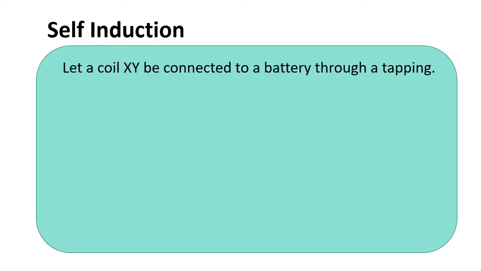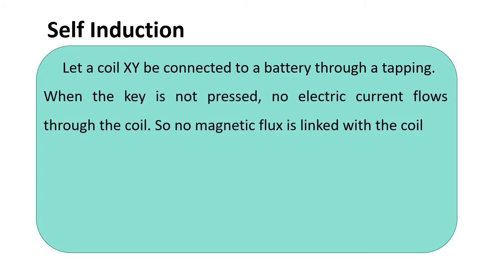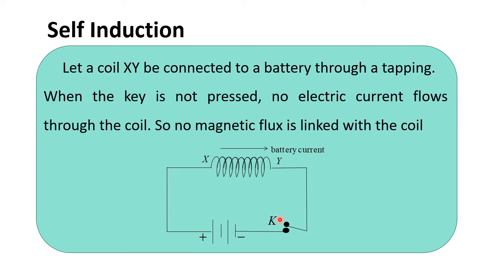For clear analysis, I want to give one circuit now. Let a coil XY be connected to a battery through a tapping key. When the key is not pressed, as you can see in the circuit, no electric current flows through the coil. So no magnetic flux is linked with the coil.